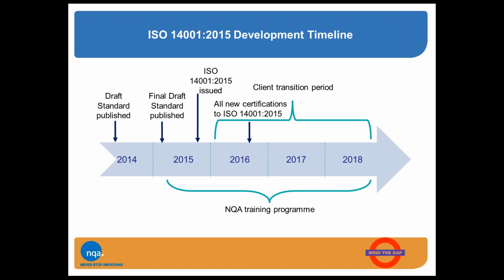One or two people have been asking us about our transition process. I'm not going to go into great detail at the moment. However, suffice to say that any certificates to the 2004 standard will automatically expire on the 15th of September 2018, three years from the publication. We're recommending, and we will go into this in much more detail if you speak to your assessor, that the best time to transition will be when your next recertification visit is due. If you go onto our website, there's quite a bit of information about the transition process, or if you speak to your assessor, we've all been trained about it, and we have some information and guides that we can make available.